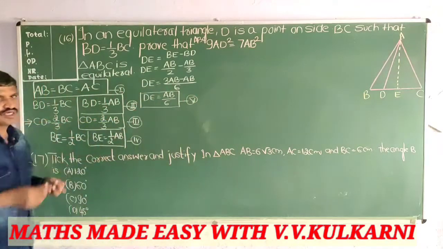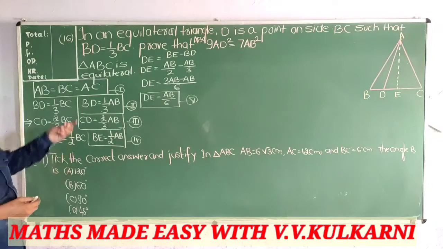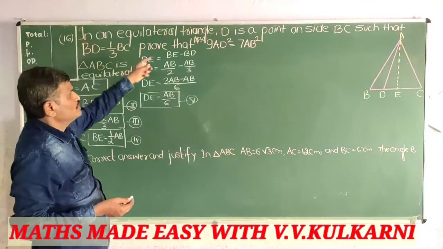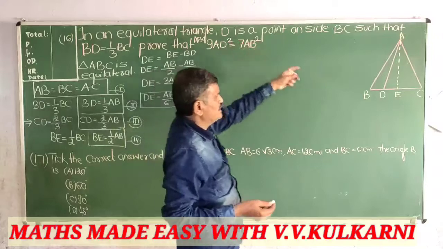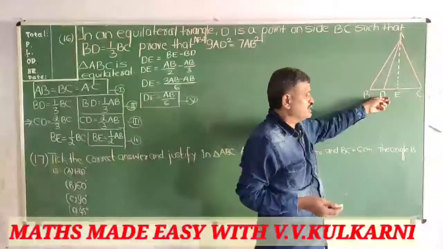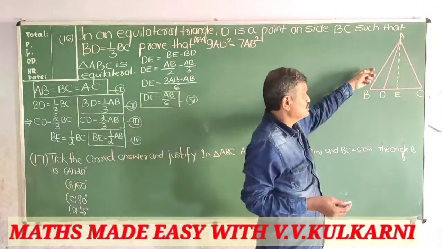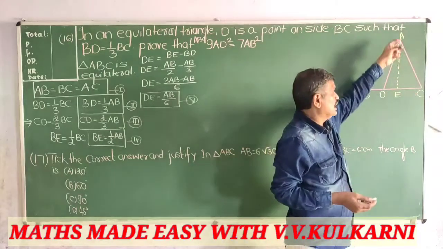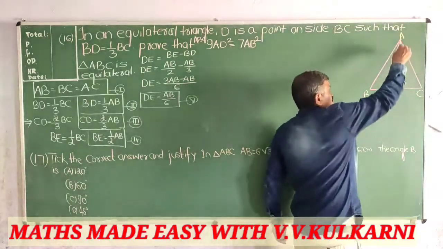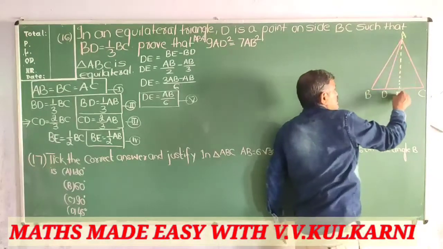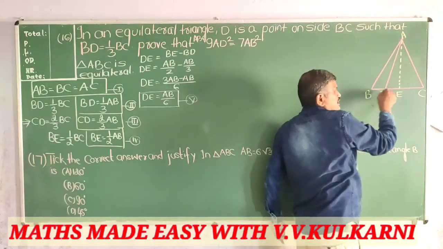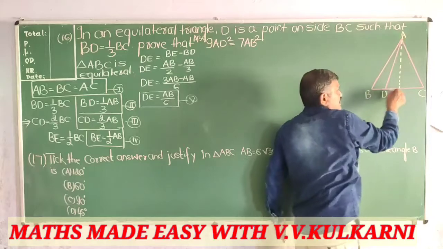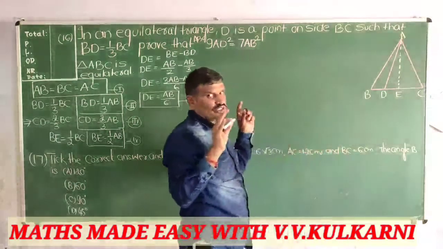I have done some homework here. Now let me see what I have to prove. Prove that 9AD square is equal to 7AB square. Already we have made a construction here. I have to take triangles where AD square is there. I will take triangle AED and triangle AEB, and apply Pythagoras theorem here.